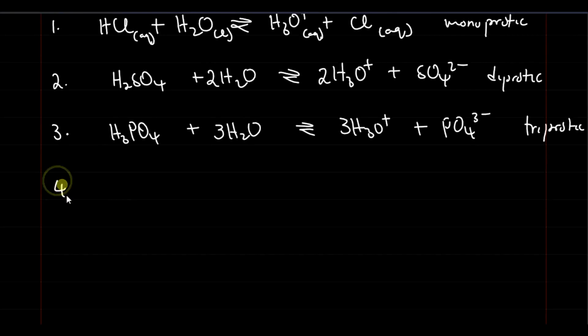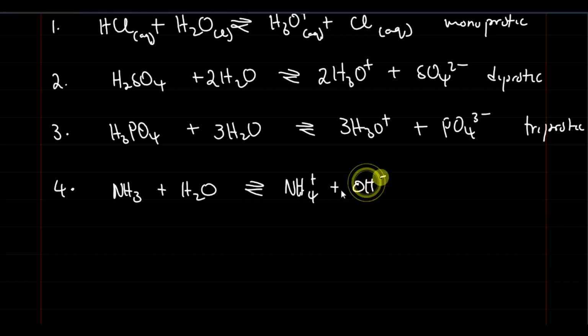And then number 4, let's try a base in solution. We can try ammonia in water. Okay, ammonia in water. What happens when we add ammonia to water? Ammonia is a weak base, right? So what happens is that ammonia is going to take a proton from the water molecule to form what? To form ammonium ion, NH4 plus, right?